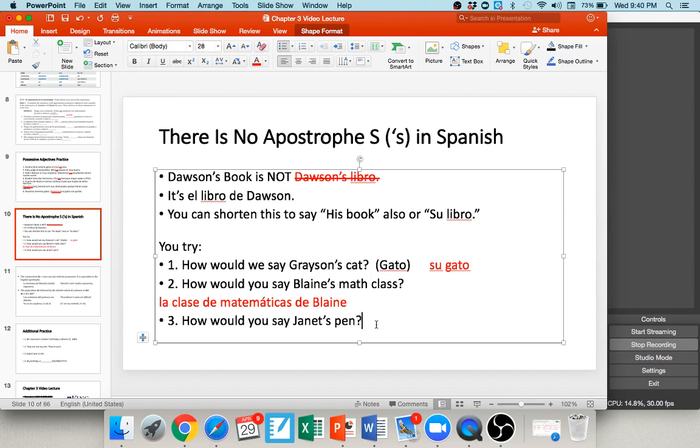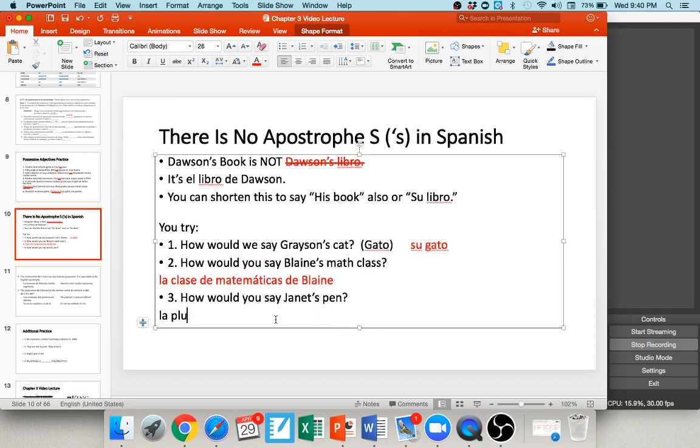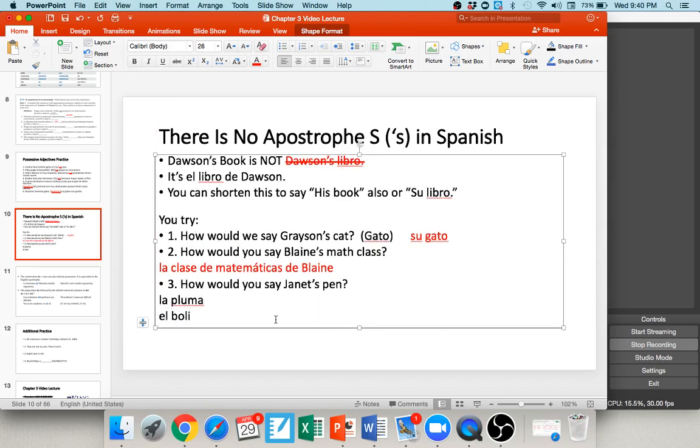What about in number 3 when we're talking about Janet's pen? There are two ways to say pen in Spanish. You can say la pluma, or you can say el bolígrafo. I prefer the word pluma. I forget which one your book uses. To say the pen of Janet, we're either going to say la pluma de Janet or el bolígrafo de Janet. Both are perfectly correct.